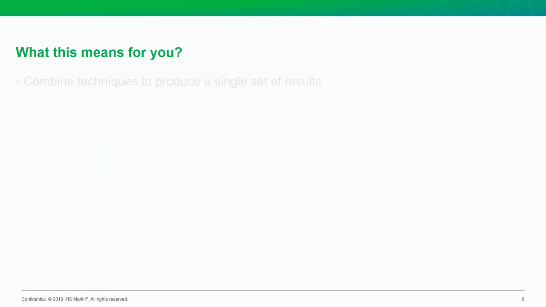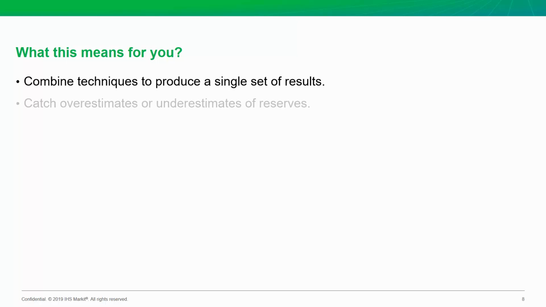So what does this mean for you? Well, like I just showed you, we're able to combine these techniques to produce a single set of results. Instead of having confusing or multiple results from different techniques, we can use them together, just like we did here. What this also means is you're able to actually catch overestimates of reserves or underestimates of reserves. We saw how we had that impossible recovery factor over 100%, but using all the techniques together, we're able to get a more correct answer.